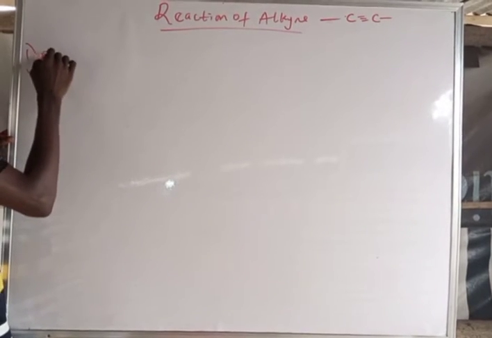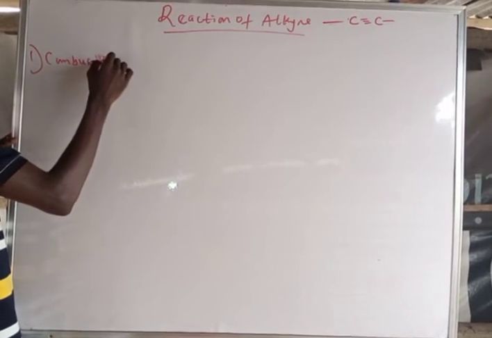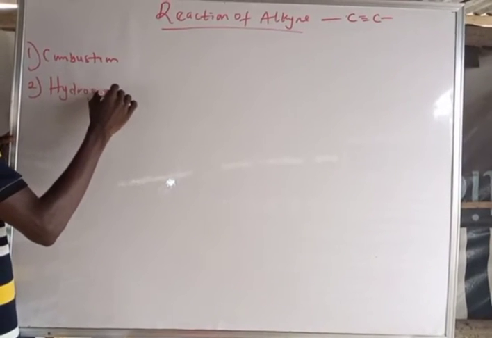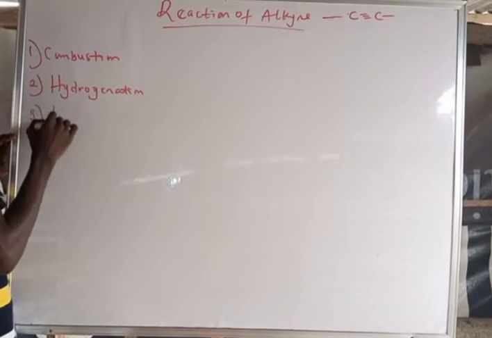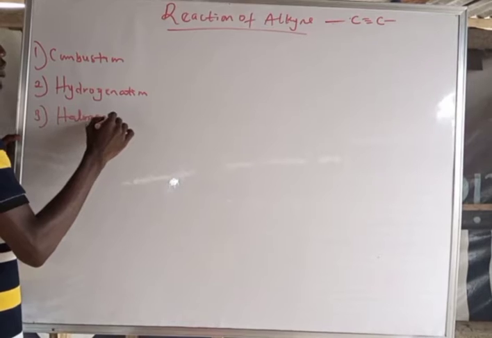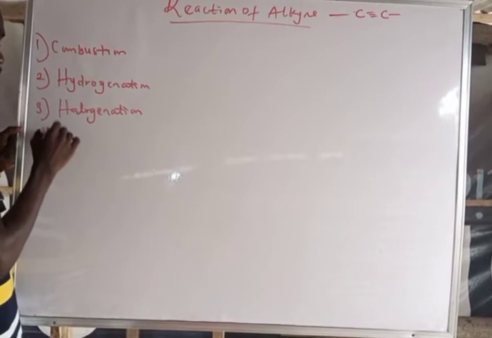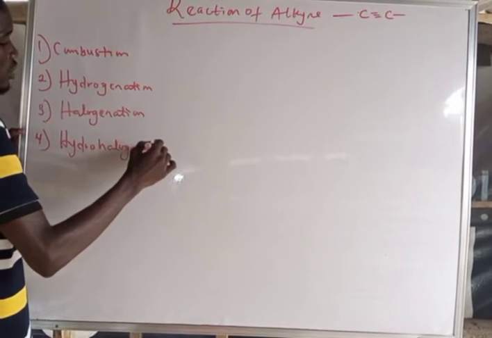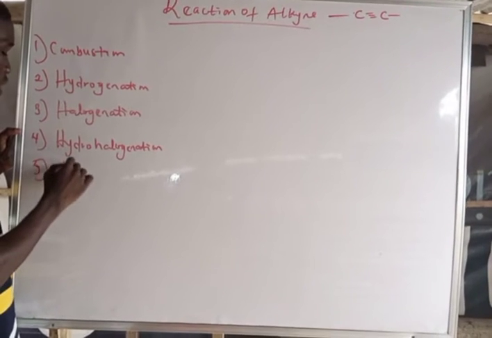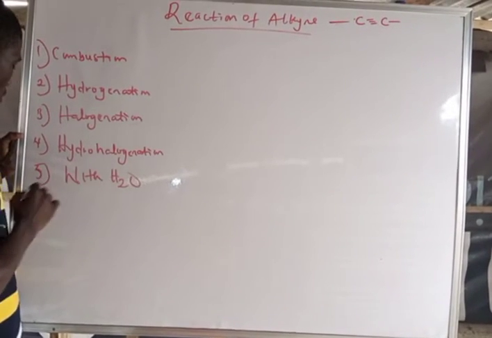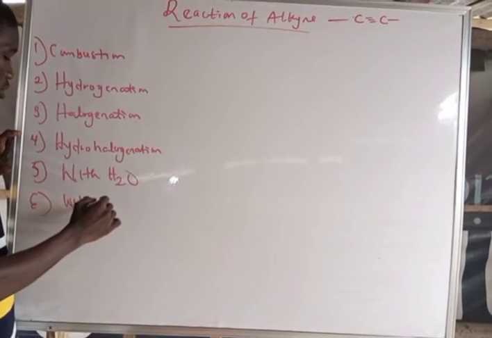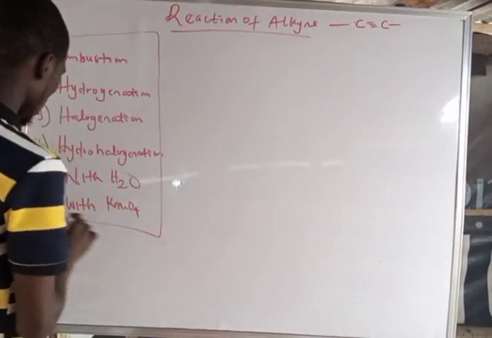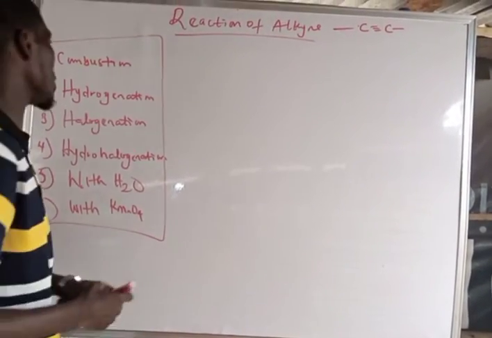So the first reaction here, we call it combustion. The second one is hydrogenation. The third one is halogenation. The fourth one is hydrohalogenation. The fifth one is with water. The sixth is with potassium permanganate. So I'm going to talk about these six under the reaction of alkyne. So let's pick the first one.